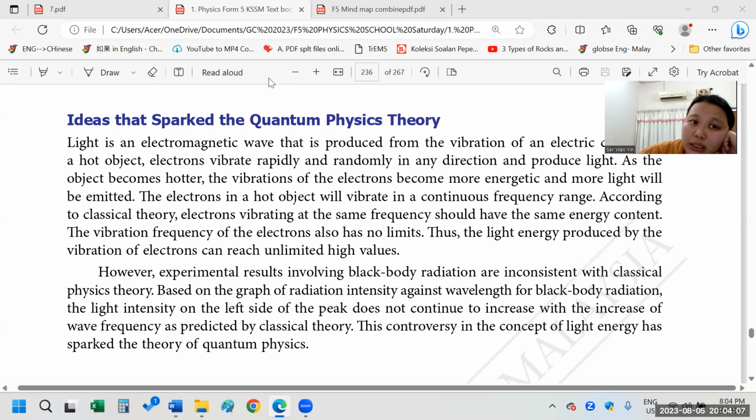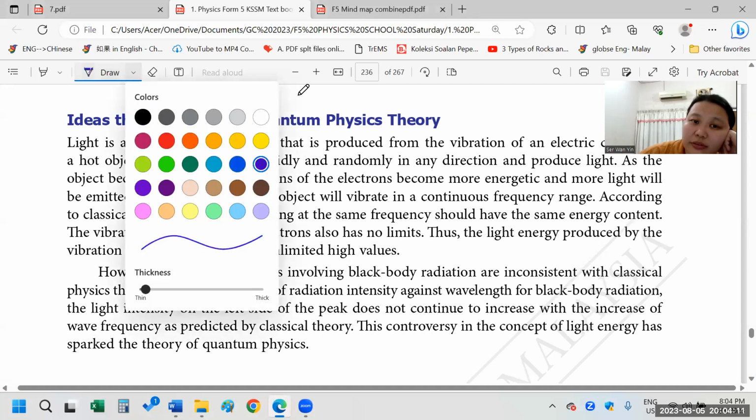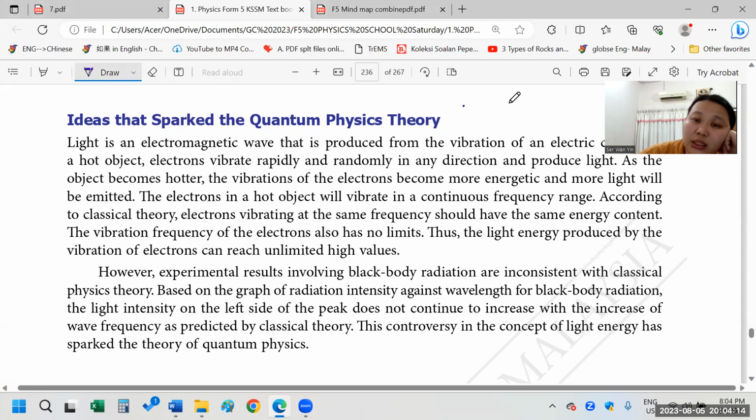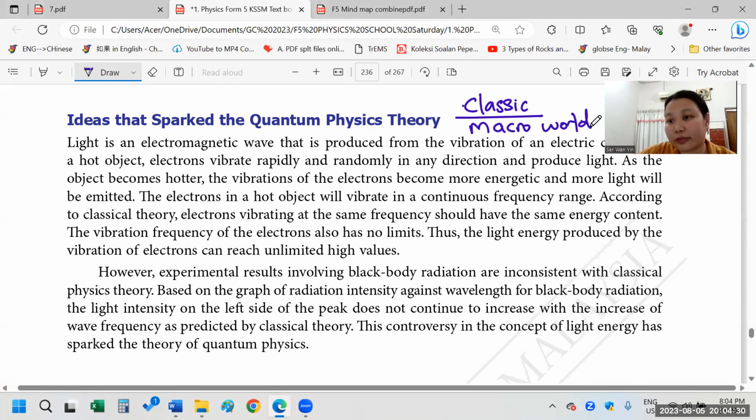Okay, so actually, what is quantum physics? Quantum physics is different from classical physics, because classical physics is all about the macro world. For example, whatever you see, whatever you can touch, you can feel, outside of air particles, atoms, outside of molecules, it's about classical physics.